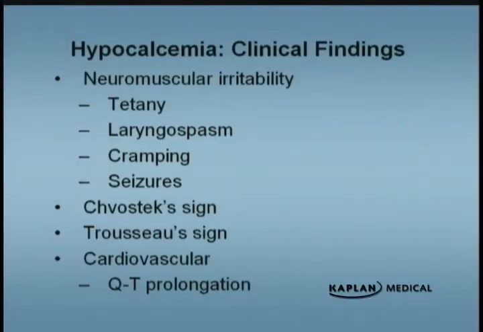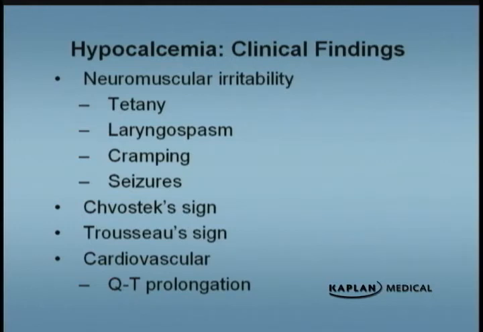Well, what are the clinical findings of hypocalcemia? Well, a couple of things that most of us know about. The neuromuscular irritability. Remember, you have to have normal calcium to have normal neuromuscular function. So when you don't have calcium, you develop neuromuscular irritability and tetany, laryngospasm, cramping, seizures. So it's very common for these patients to come and say, I have a lot of cramps in my muscles and stuff like that. And more severe forms present with tetany and laryngospasm.